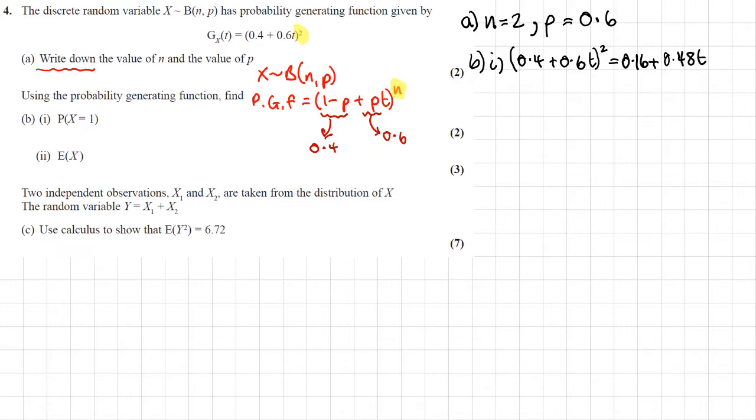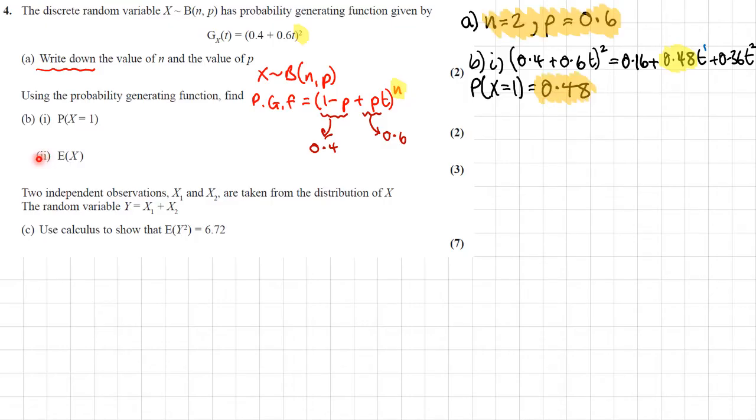Now I can stop here because this coefficient here is the probability of 1, sorry. But I want to carry on and expand the whole thing in case I need it later on. So the next bit will be 0.6t times 0.6t, which is 0.36t squared. So the coefficient of t, or you could think of it as t to the power 1, that's my probability of 1. So the probability that x is equal to 1 is equal to 0.48.